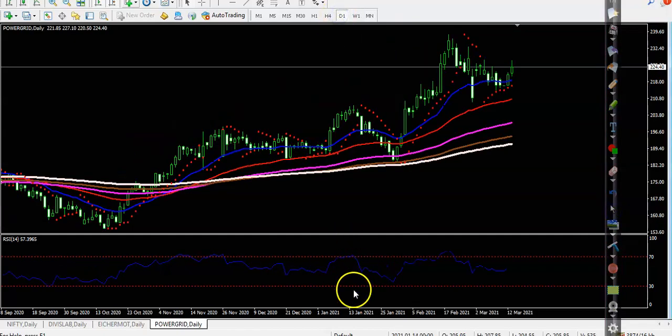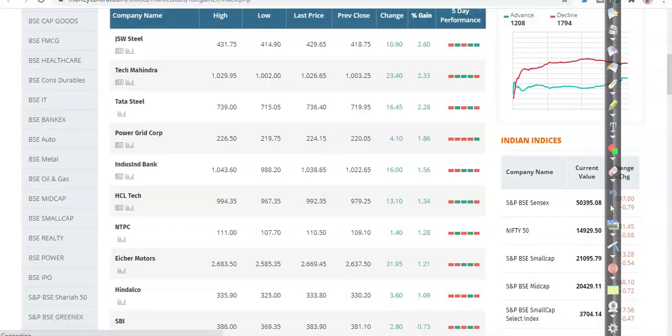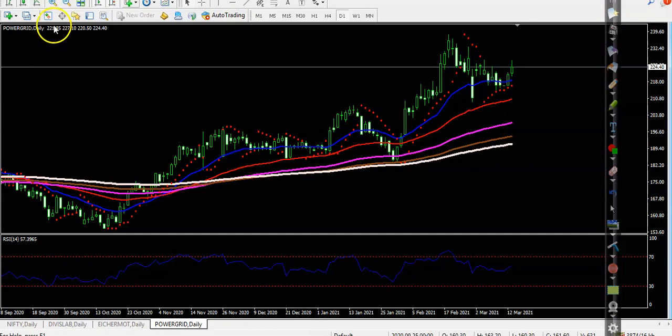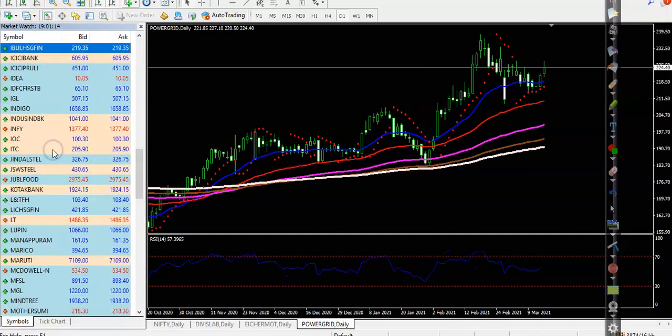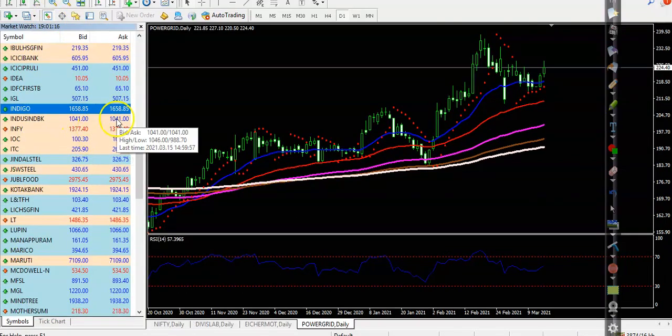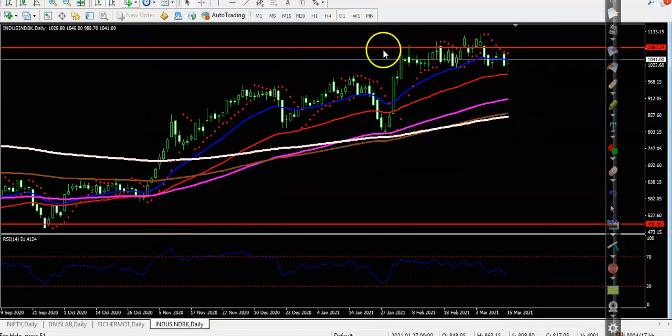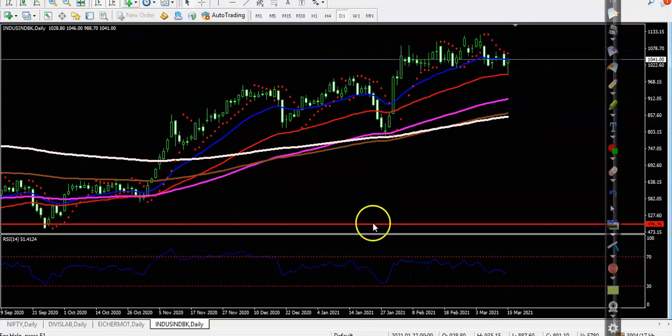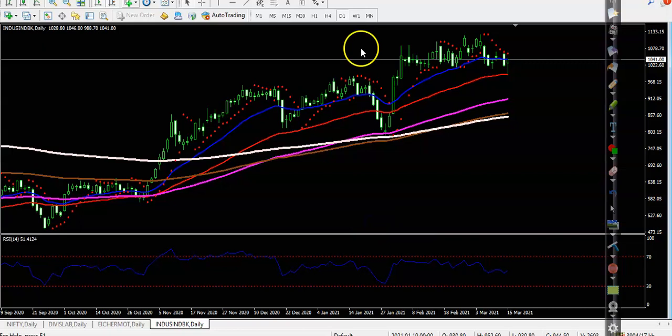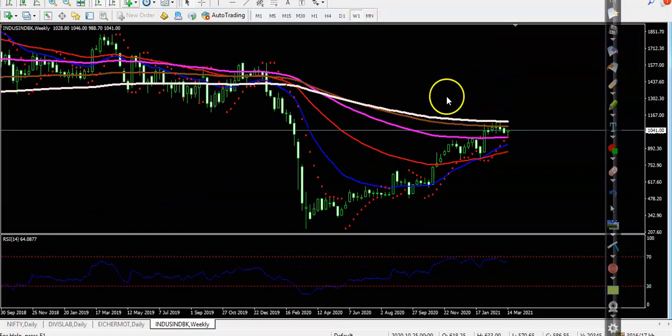Okay, now let's see another stock, IndusInd Bank. Let's go to IndusInd Bank. Basically, we are focusing on the IT sector and banking sector. Okay, this is a resistance line. Let me remove this one. Okay, weekly chart.